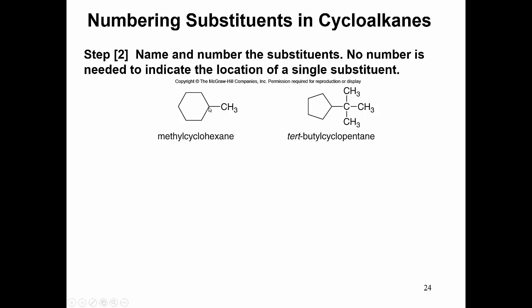So we name and number the substituents. This is a methylcyclohexane. We don't have to use the number 1 because there's only one substituent. This is a tert-butylcyclopentane. Notice that this is called a tertiary butyl substituent because it comes via the attachment of what was a tertiary carbon to a bigger parent carbon chain.